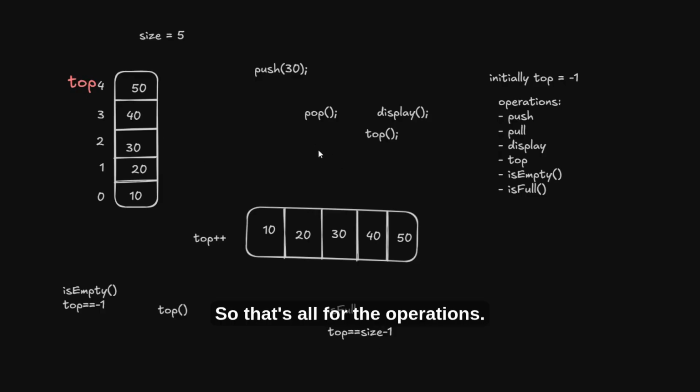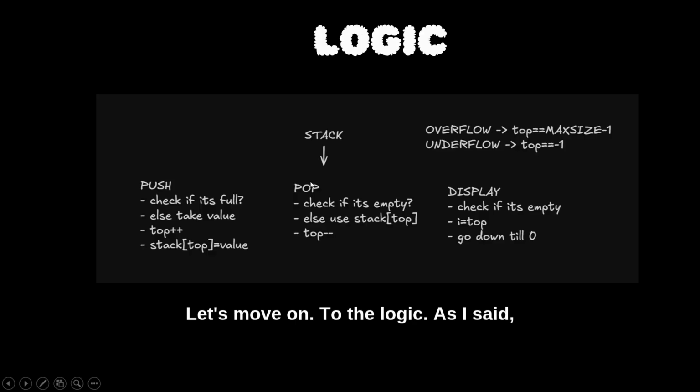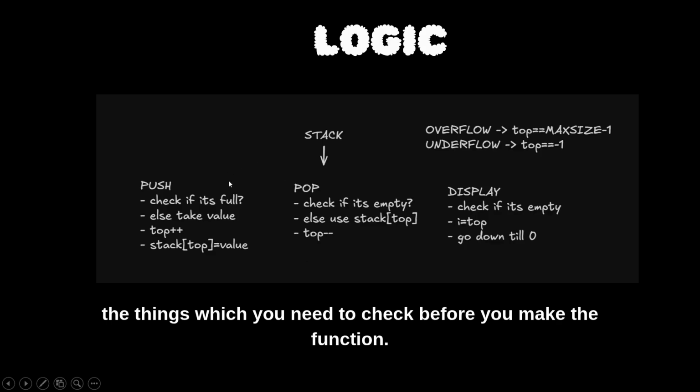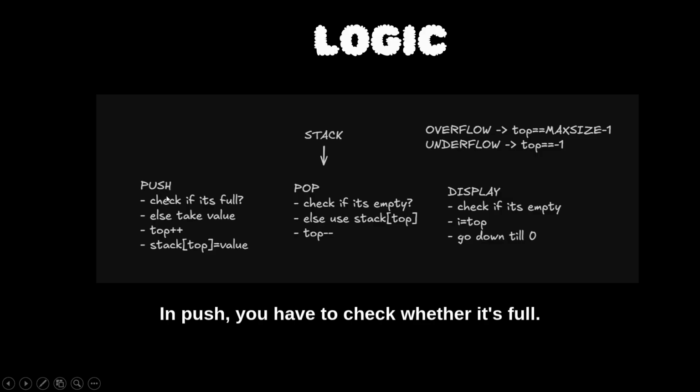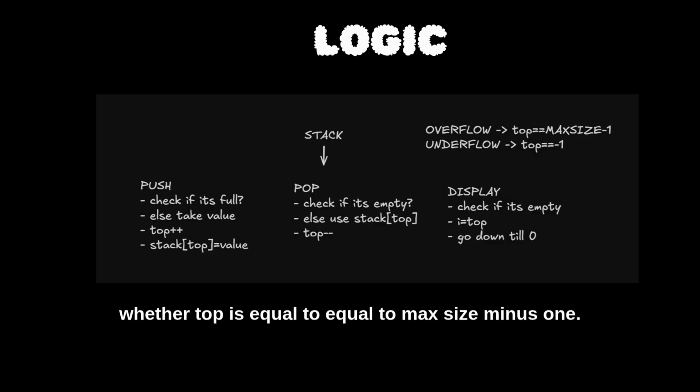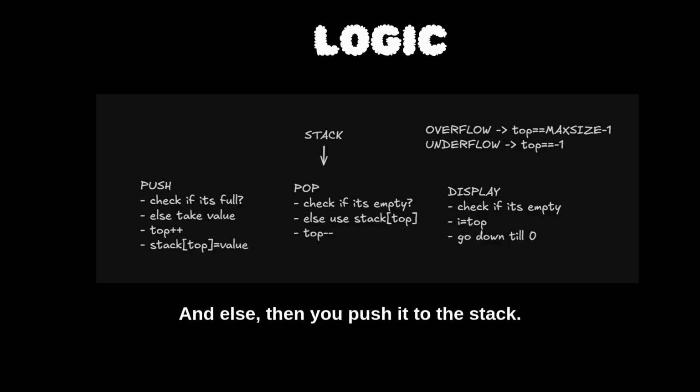So that's all for the operations. Let's move on to the logic. As I said, these are the things you need to check before you make the function. In push, you have to check whether it's full. So basically, check whether top is equal to max size -1, and else you push it to the stack. So basically, you take stack of top equal to the value which they give. And pop is to check if it's empty.